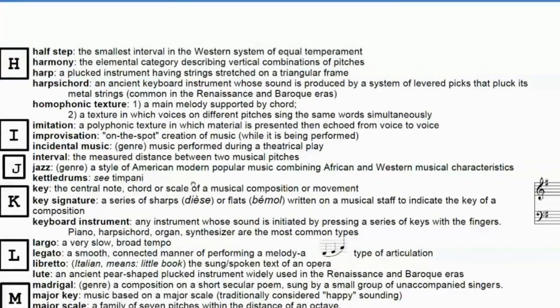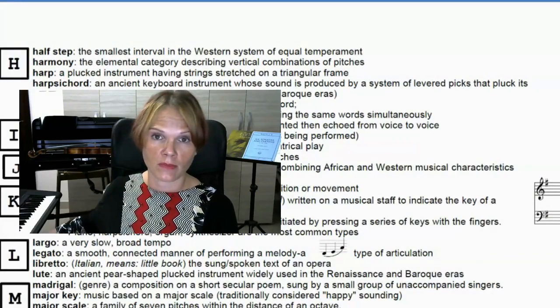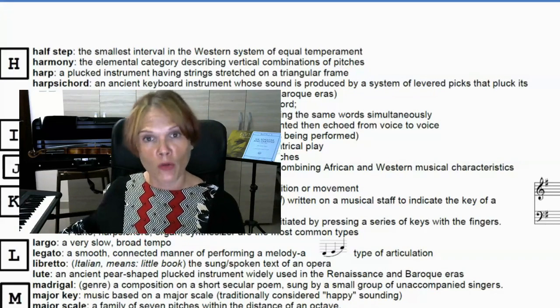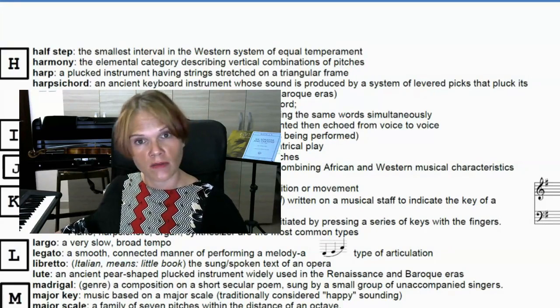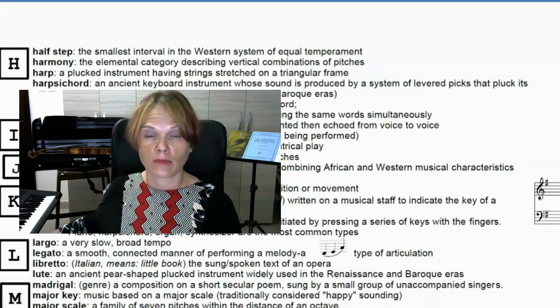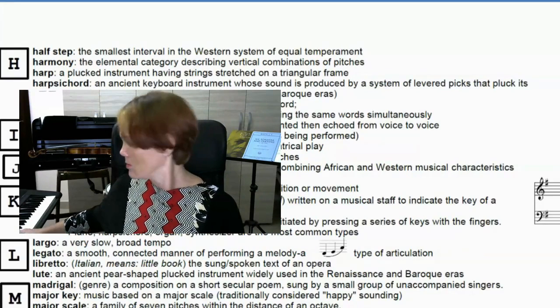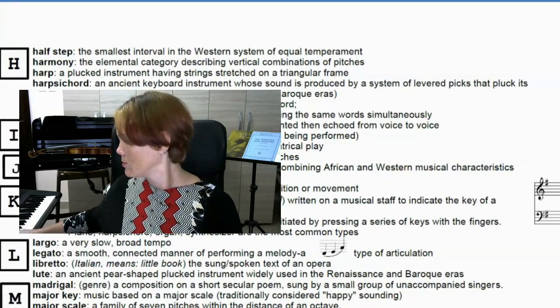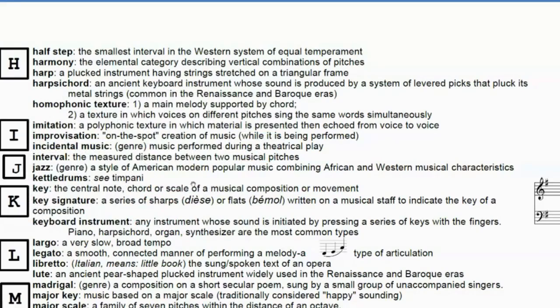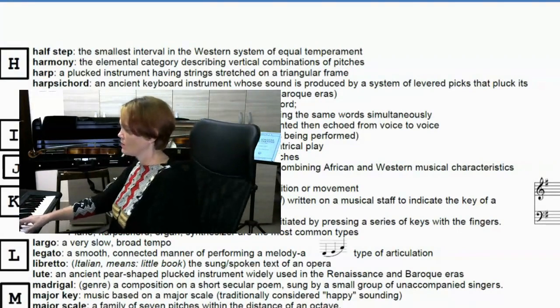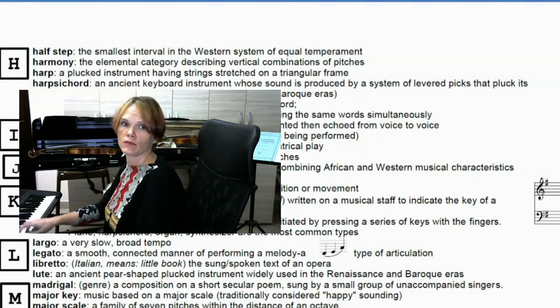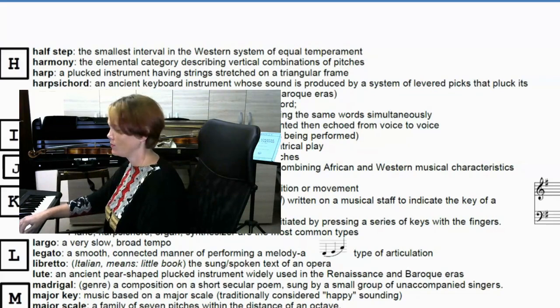Half step, the smallest interval in the Western system of equal temperament. Half step is a semitone. Yeah, the chromatic scale, which is an octave, consists of 12 half steps. Harmony, the elemental category describing vertical combinations of pitches. I have a melody. And I'm going to harmonize this.